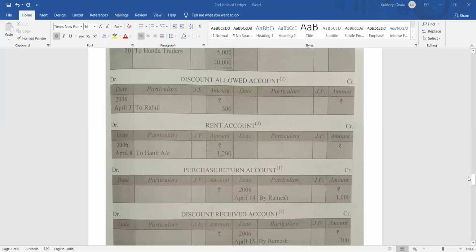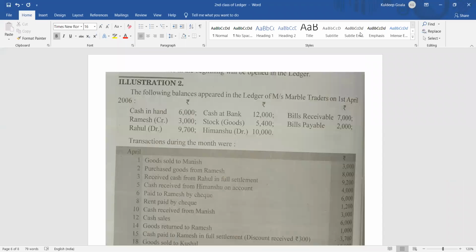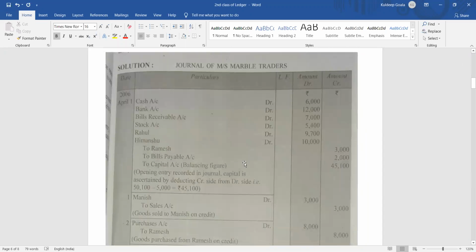So I'm going to share the screen and you will be able to view the same question that we have done the previous day. Now, this was the question, right? As we can see in this particular question, we have learned about the opening entries. That is, how to give the journal entry with the opening balances, and how we can find out the capital account. That was the balancing figure, right?